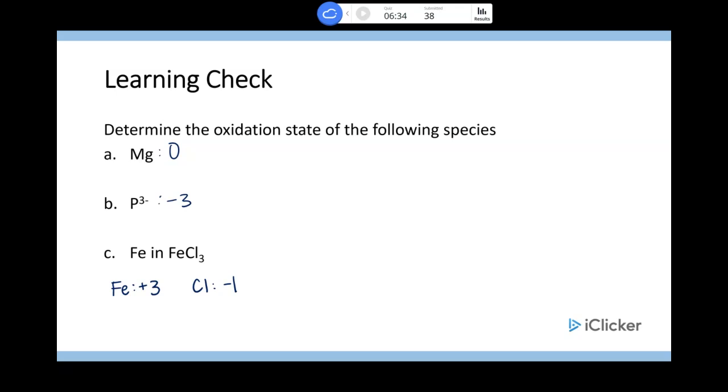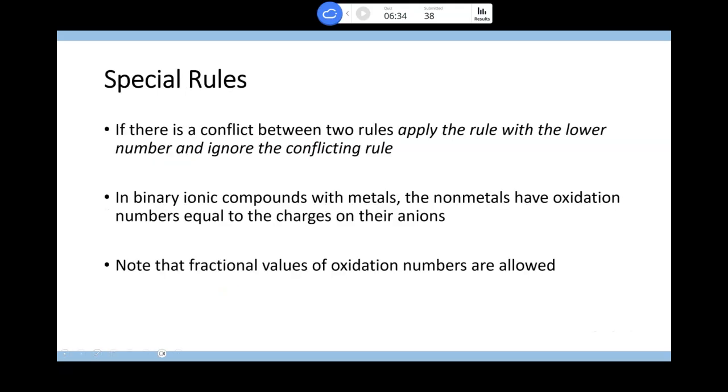Okay, before we move on, questions on any of these? Yes. Yes, so that is the second rule here.